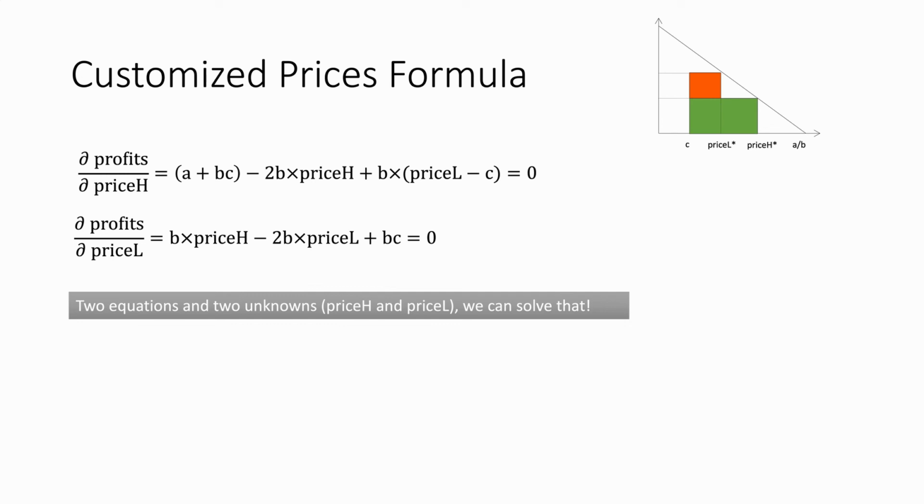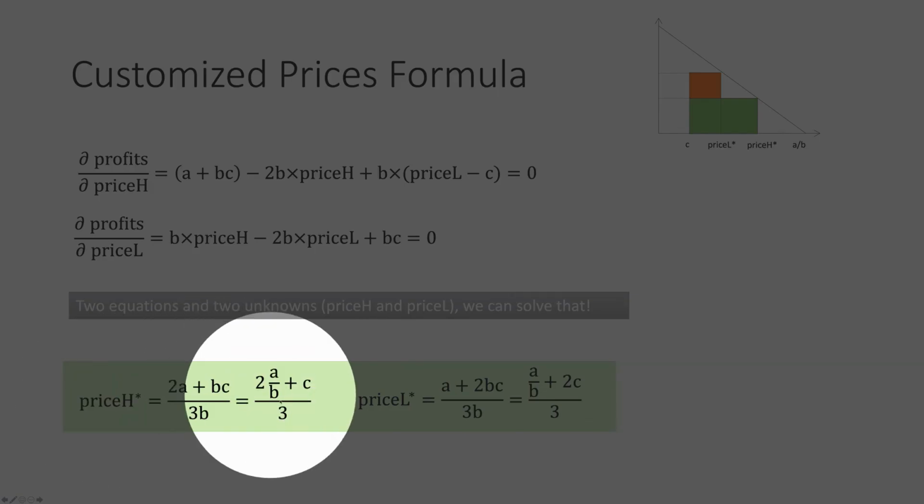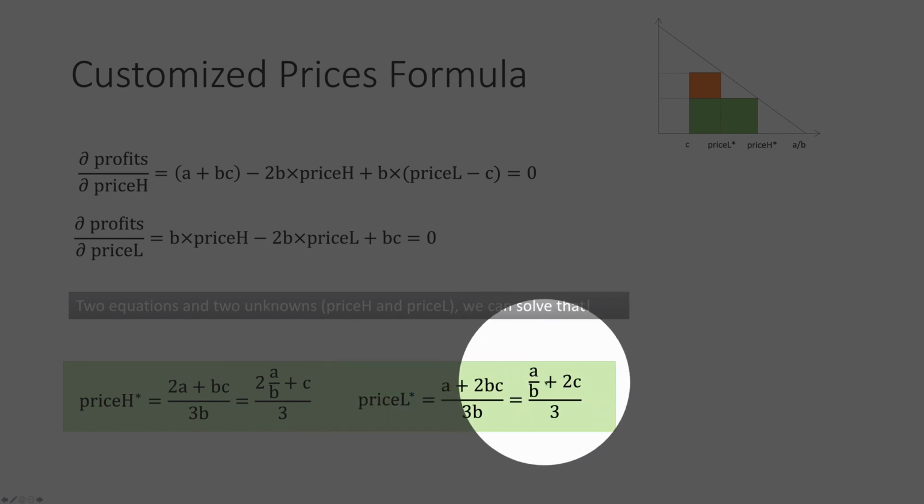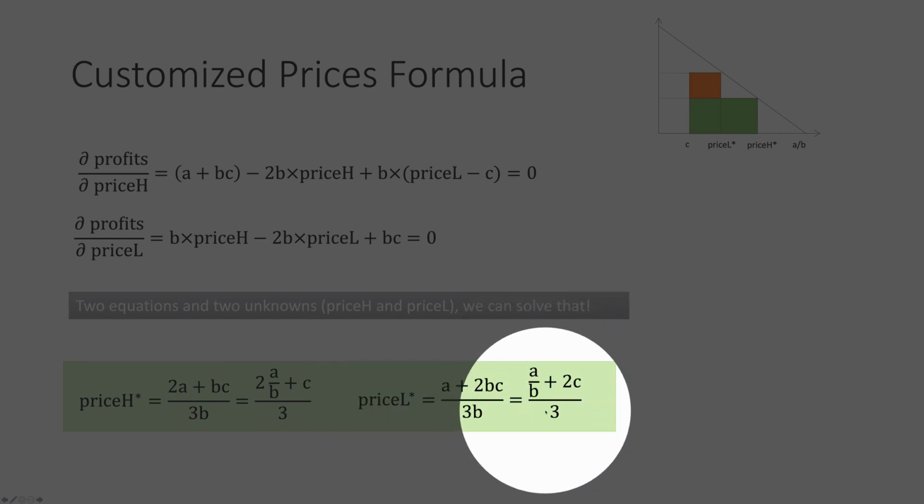After calculation, the two optimal price levels are: optimal price high is equal to 2 times A divided by B plus C, divided by 3. Price low is equal to A divided by B plus 2C, divided by 3.